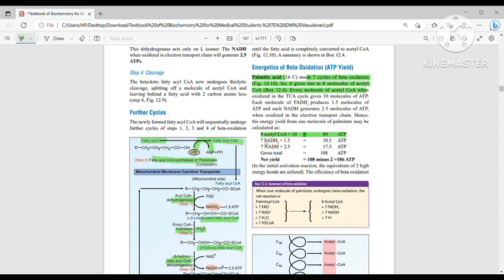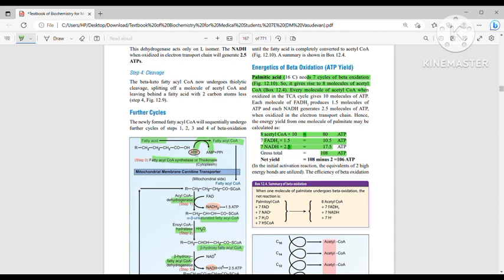Now, as there are 7 cycles, there is formation of 7 FADH2, and 1 FADH2 gives 1.5 ATP, so 7 FADH2 gives 10.5 ATP. And there is formation of 7 NADH. A single NADH gives 2.5 ATP, so 7 NADH gives 17.5 ATP. And the gross total is formation of 108 ATP.